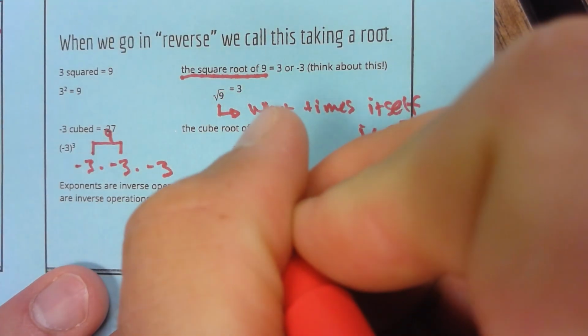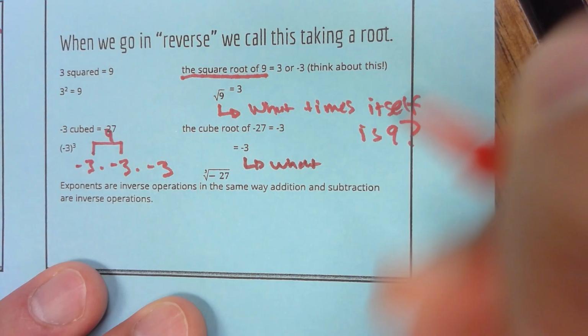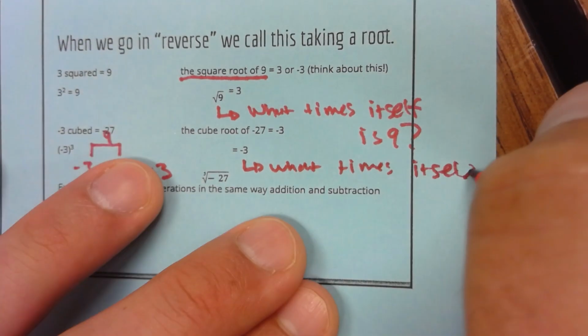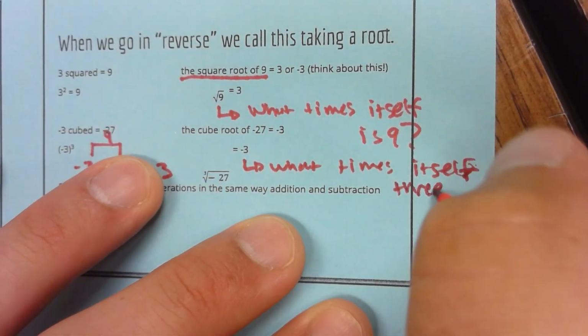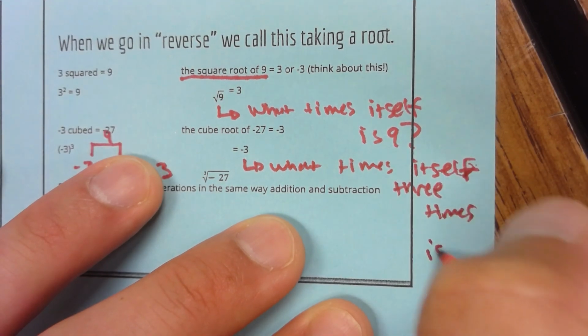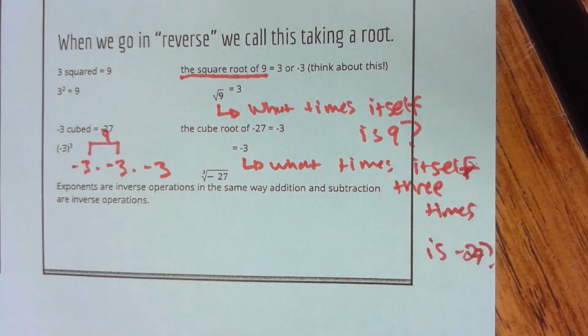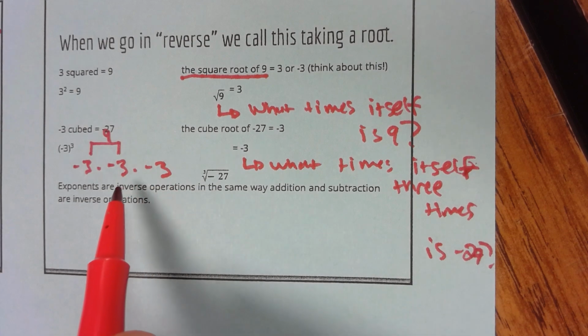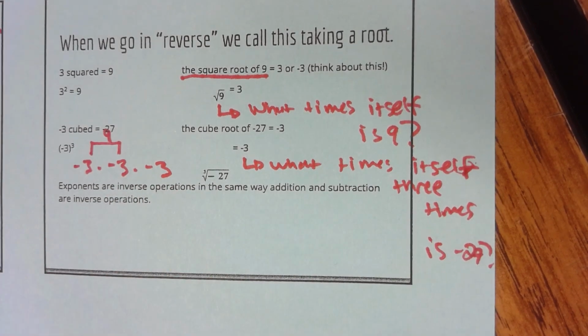And what we are asking ourselves is: what number times itself 3 times is negative 27? So again, exponents and roots are inverse operations in the same way that addition and subtraction are inverse operations. Squaring something and square rooting something undo one another. Cubing and cube rooting something undo one another as well.